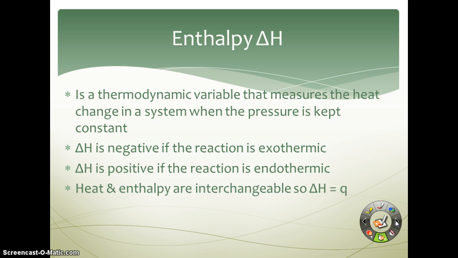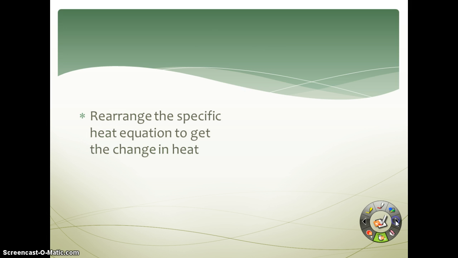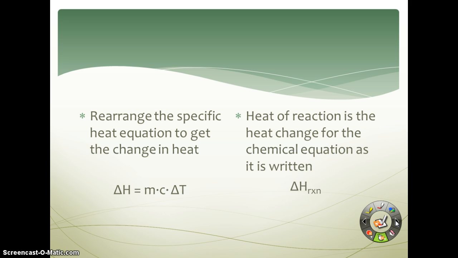Your heat and enthalpy are going to be interchangeable, so your delta H is going to equal your Q. So we're going to have the same rules here. Negative sign is exothermic, positive sign is endothermic. So because they're interchangeable, you can rearrange specific heat to get your change in heat. So delta H equals M times C times delta T.